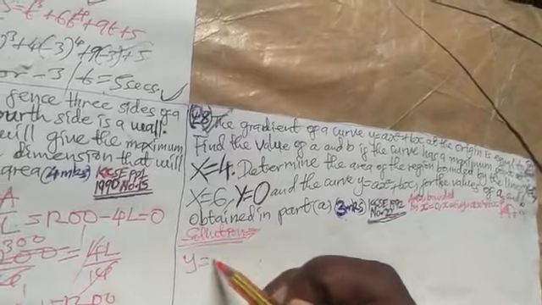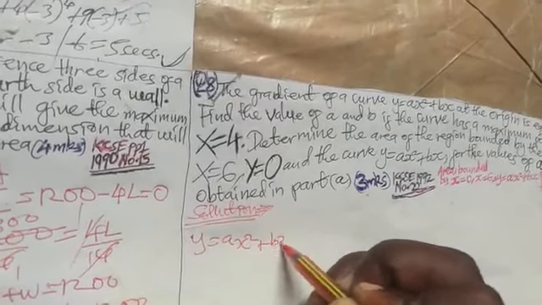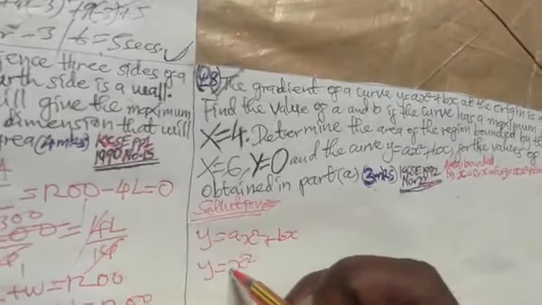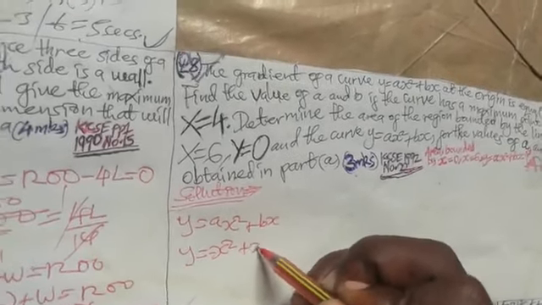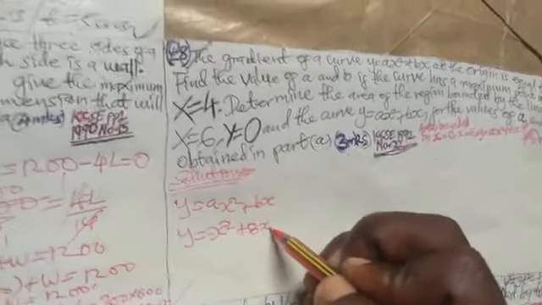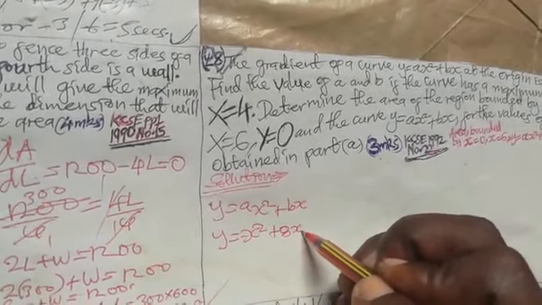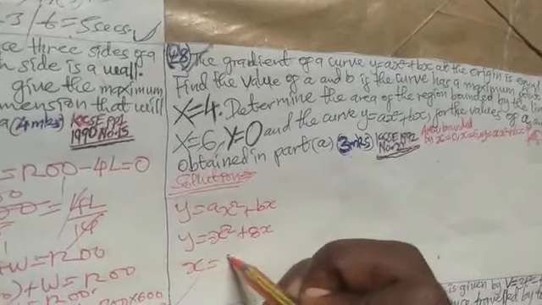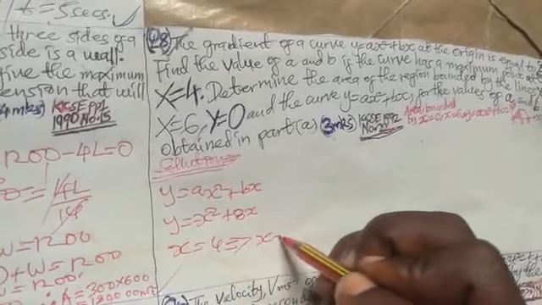y is the same as ax squared plus bx. y is the same as negative x squared plus 8x. Find a and b. At maxima, x is equal to 4, which is the same as x minus 4.